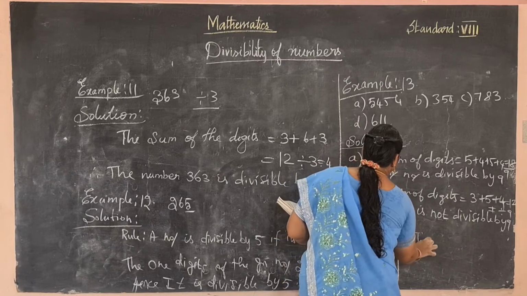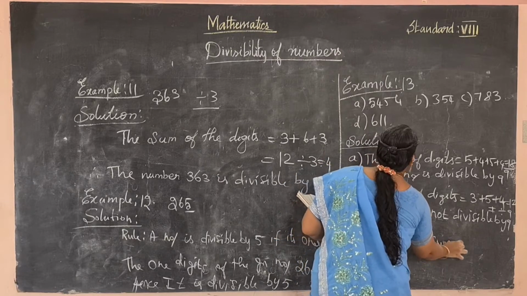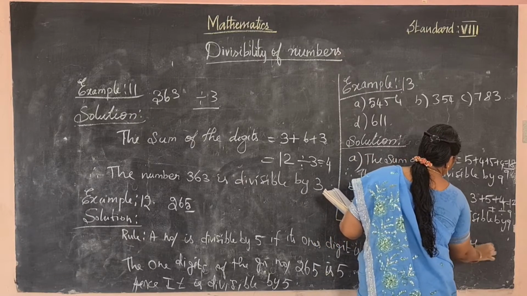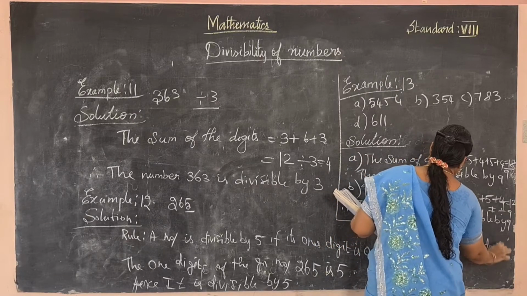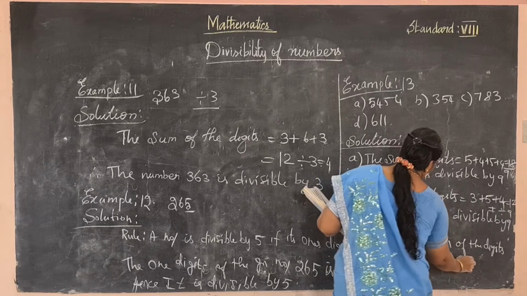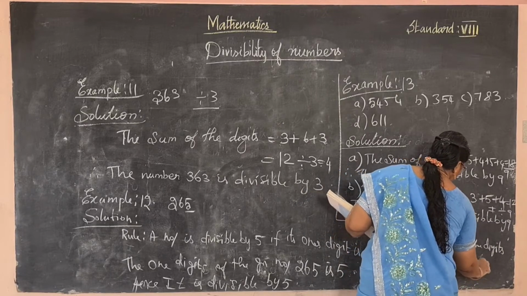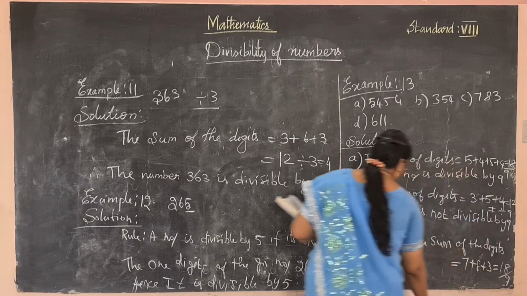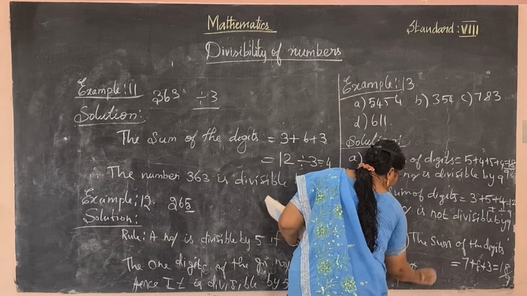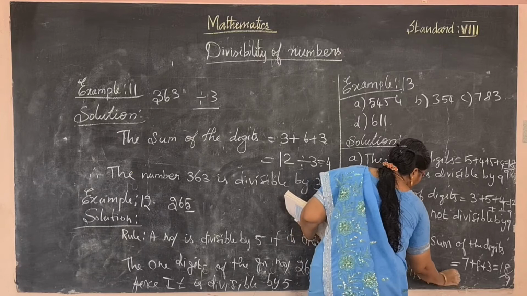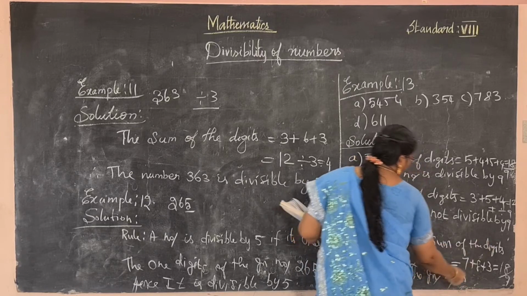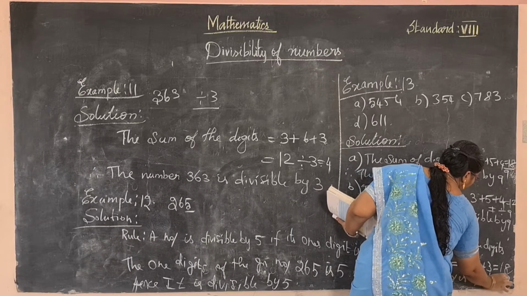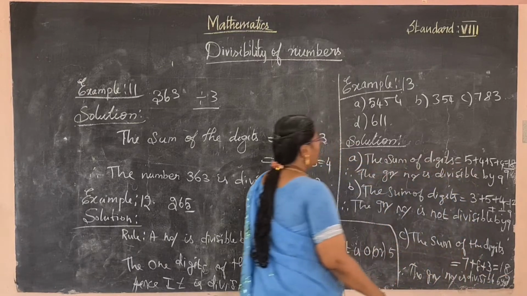And C, the sum of the digits is equal to 7 plus 8 plus 3. So 18. 18 is divisible by 9. Therefore, the given number is divisible by 9.